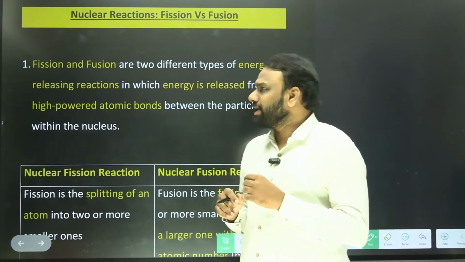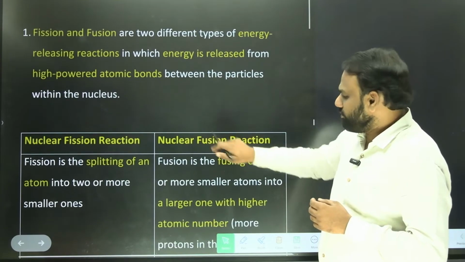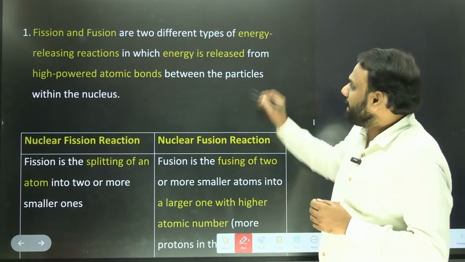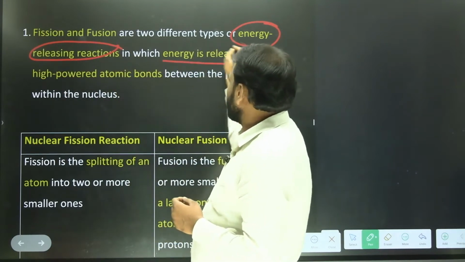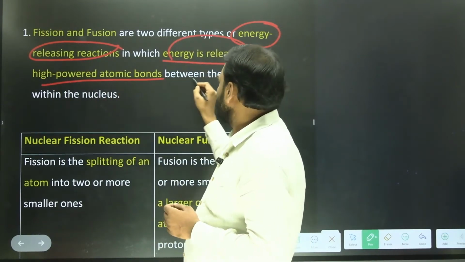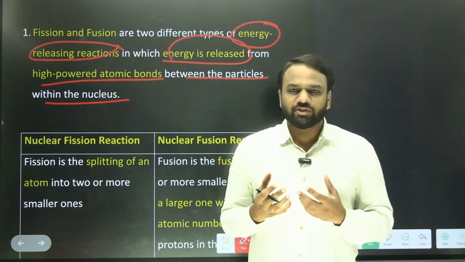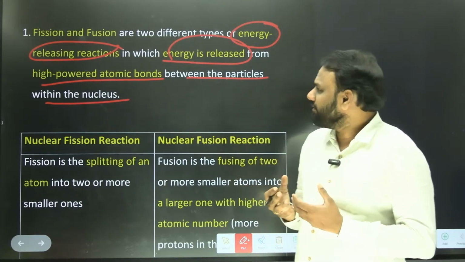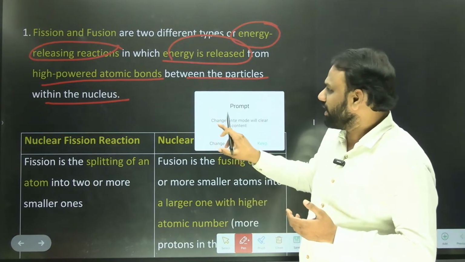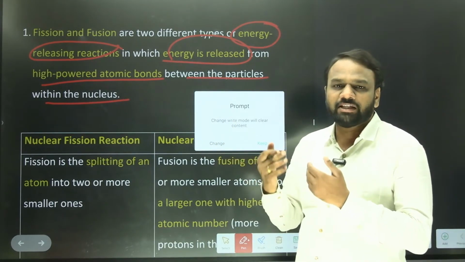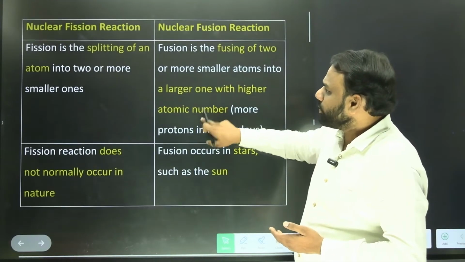So let us try to understand the difference between fission and fusion reaction. Both fission and fusion reactions are energy releasing reactions. They release tremendous amount of energy, as in high powered atomic bombs, between the particles within the nucleus. So there are particles within the nucleus, and those particles will release energy. How they will release energy and what is the difference, we shall look into it. But what we understood is both fusion and fission are energy releasing reactions.